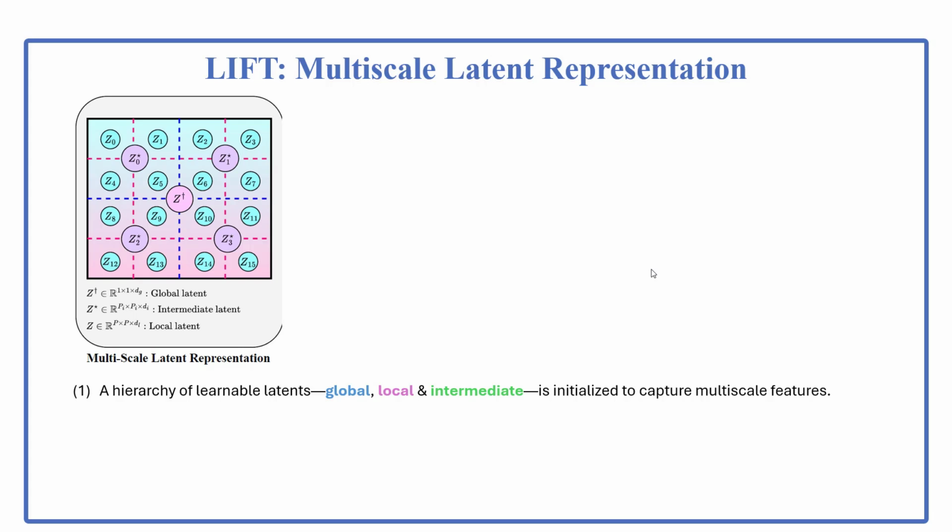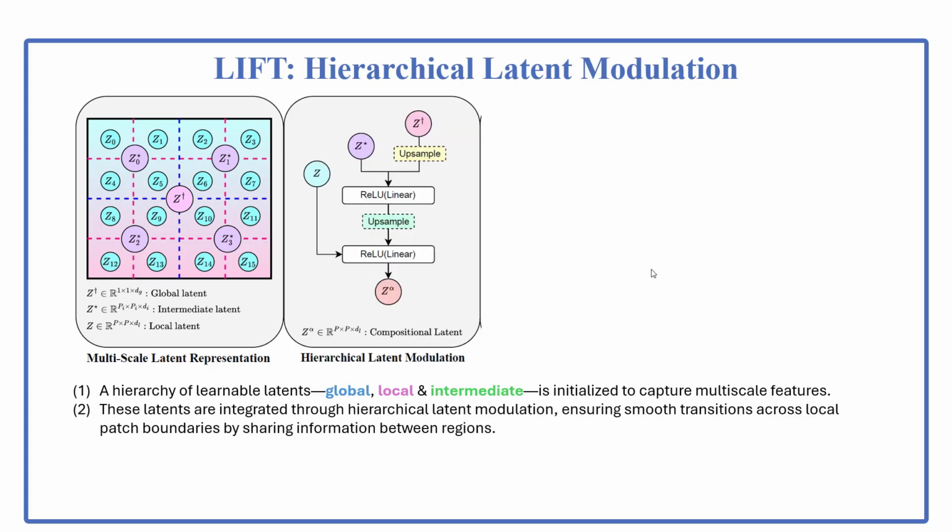We are defining three levels of information. Then these latents are integrated through hierarchical latent modulation, which ensures smooth transitions across local patch boundaries by sharing information between regions. It means that if you use just local information, you are going to have some inconsistency in the boundary regions. So you use the global information and also the intermediate information in order to have a smoother transition across your local patches.